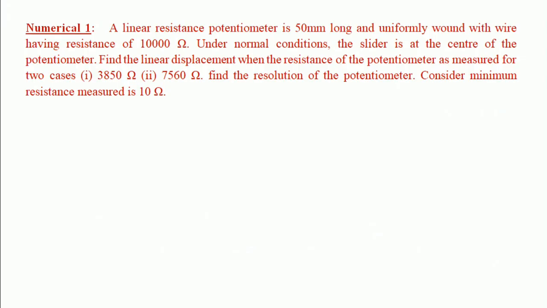Now we are going to solve a numerical problem, and we'll see how this type of problem can be solved. The problem says a linear resistance potentiometer is 50 mm long and uniformly wound with wire having resistance of 10,000 ohm. Under normal condition the slider is at the center of the potentiometer. Find the linear displacement when the resistance of the potentiometer is measured for two cases: one is 3850 and another is 7560 ohm. Find the resolution of the potentiometer, considering the minimum resistance measured is 10 ohm. Okay, now we are going to solve the problem.